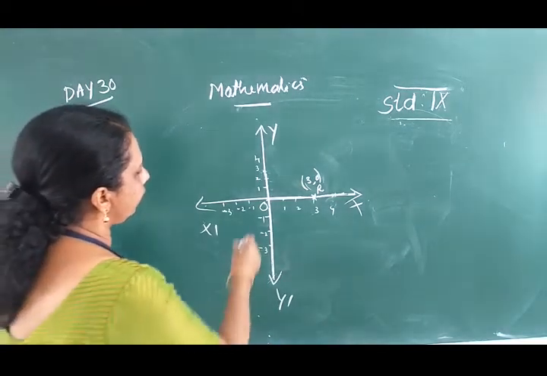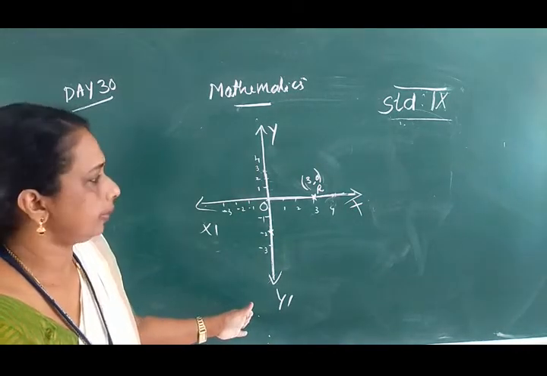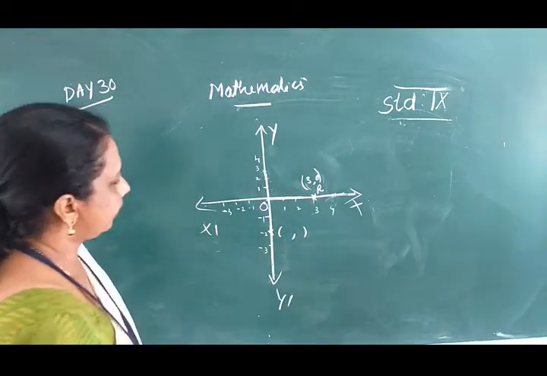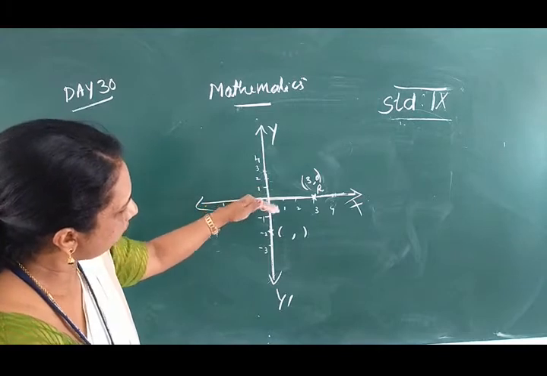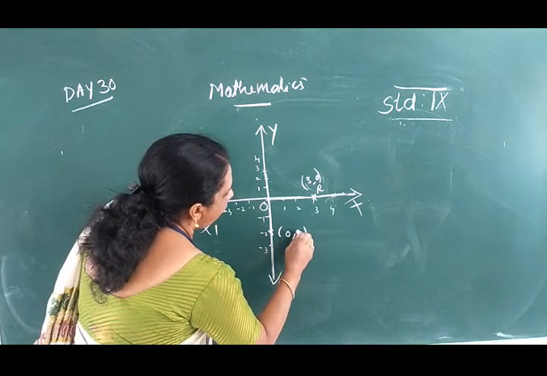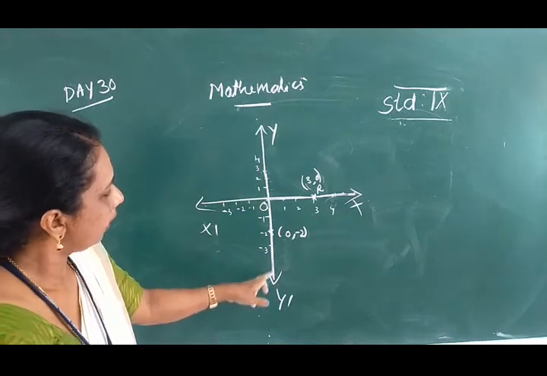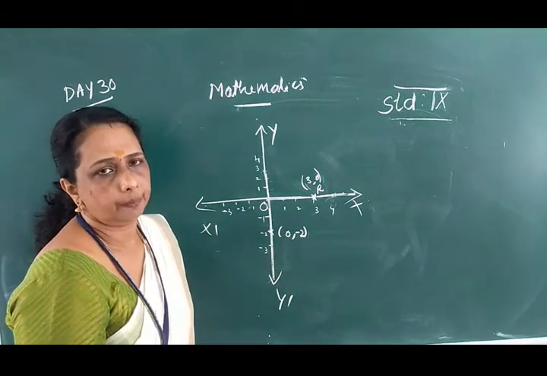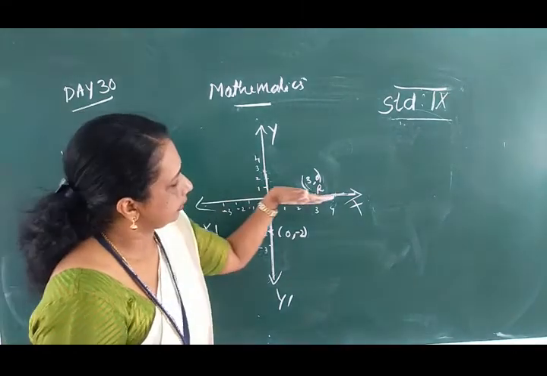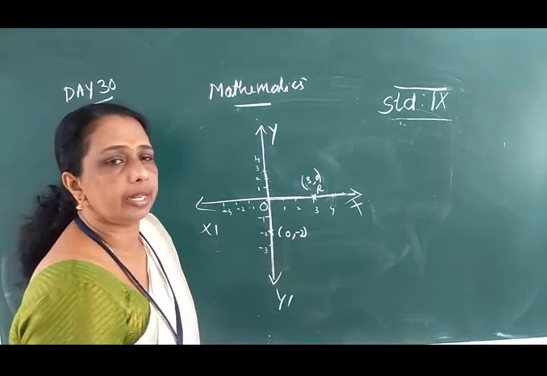Then I am taking another point here, and this point is on the y-axis. Its y-coordinate is the perpendicular distance from the x-axis. That is 0, -2. A point on the y-axis has x-coordinate 0. That is the points on the axes. A point on the x-axis has y-coordinate 0, and a point on the y-axis has x-coordinate 0.